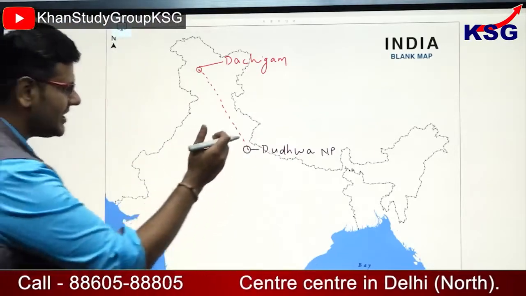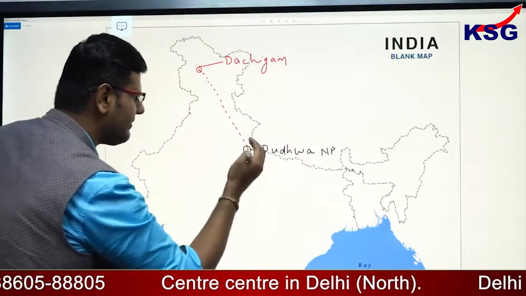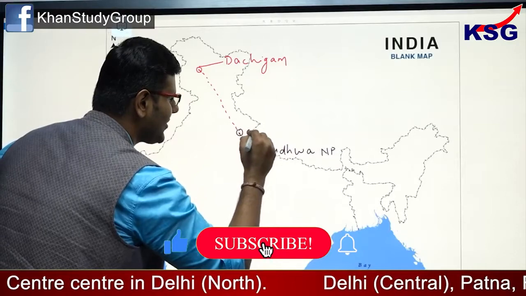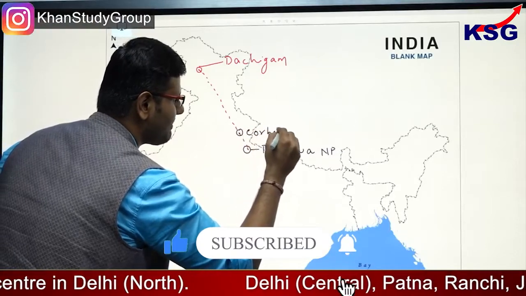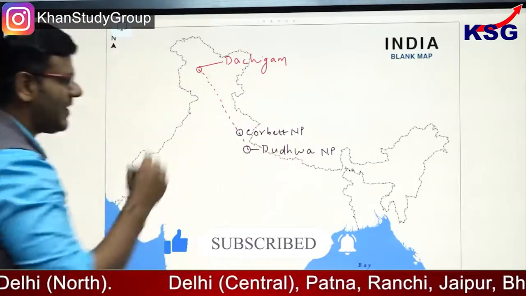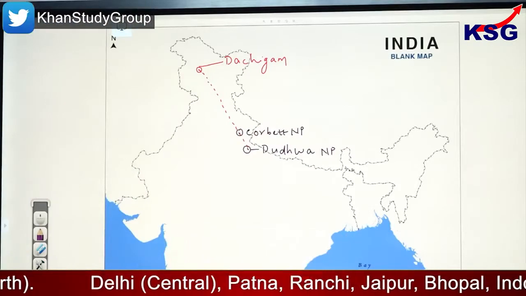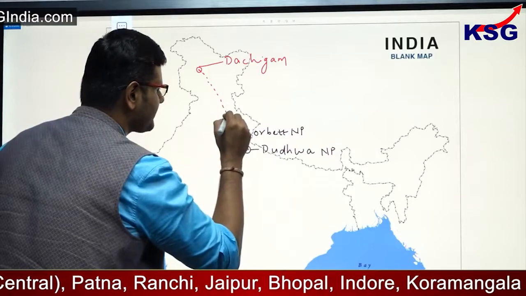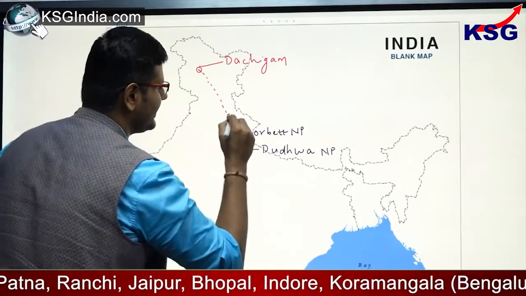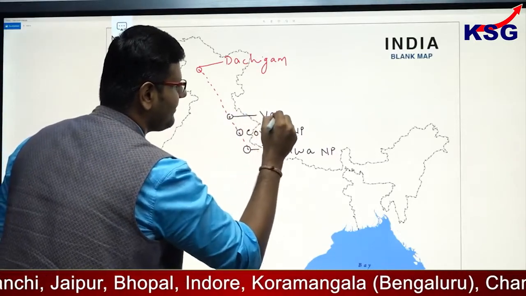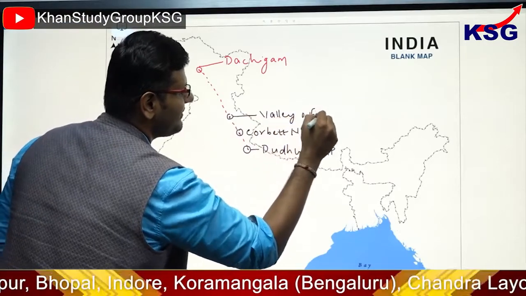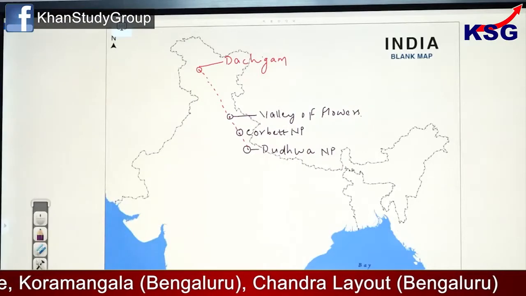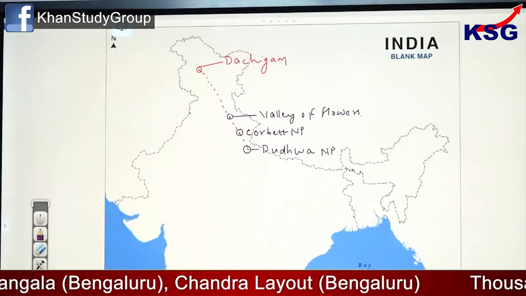For example, just tracing from Dudhwa National Park, if I go above, I'll find here the Corbett National Park. Again take the same equidistance and reach up to here. A very important one here is your Valley of Flowers, very important one. And people are often confused between Silent Valley and the Valley of Flowers.